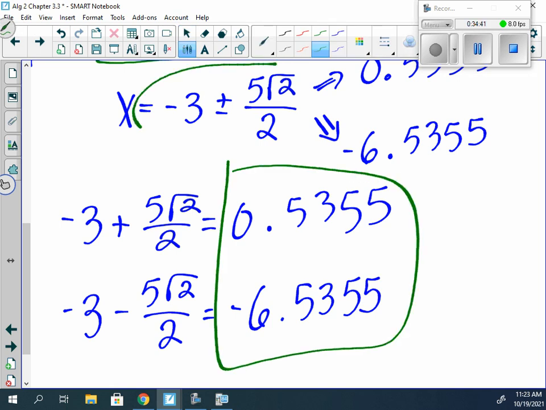But we can also leave it in radical form, and that would work just as well. Any questions over this here? All right.